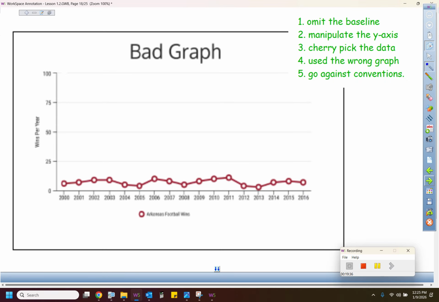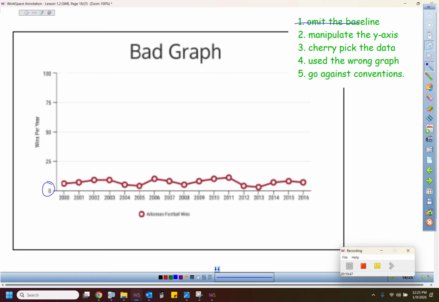So how about this? Bad graph. Did they omit the baseline? What do you think? Did they start down here at 0? So that's okay. It's not this one. Did they manipulate the y-axis? That means, did they waste a lot of space with the y-axis? Totally wasted a lot of space.